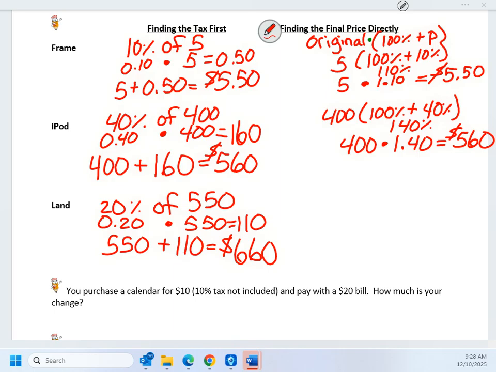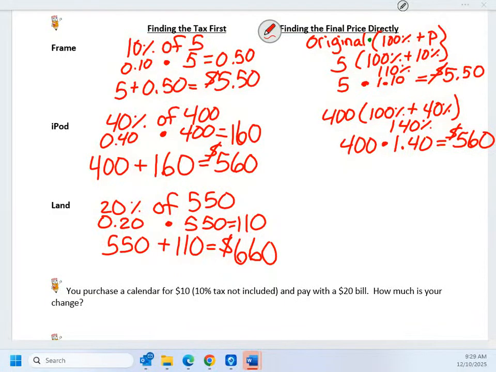Good way to check ourselves. When Jude said 160, I went, well, that's a lot less than 400. That does not sound like our price increased. So I knew there was a mistake that happened, because when we're increasing prices, our answer should be more than the original price. Okay, so that's your checkpoint you give yourself. Yesterday's lesson with the discount, your final answer should be less. Today we're increasing, so our final answer needs to be more. Okay. Let's look at the land.